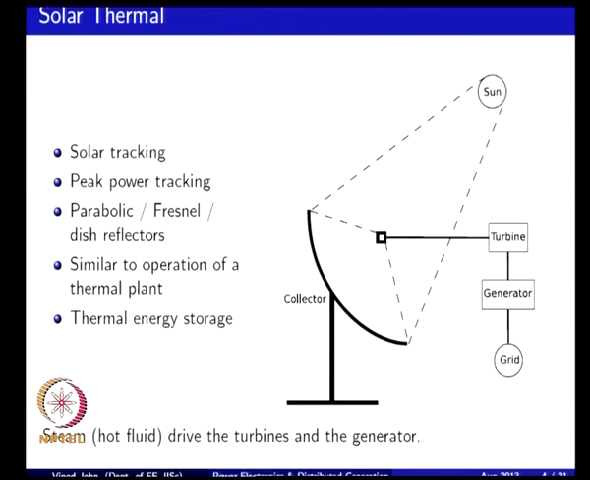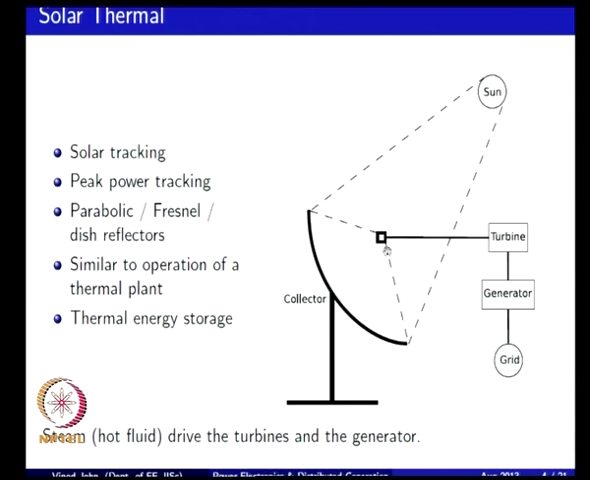Fresnel reflectors are essentially small planes which together form part of a dish, so it is more easily handled. Okay. So, the operation of such a system is similar to what you would do with a thermal plant, where you have a hot fluid, you use that to run a turbine and then generator, and the power level depends on what is available from the sun.